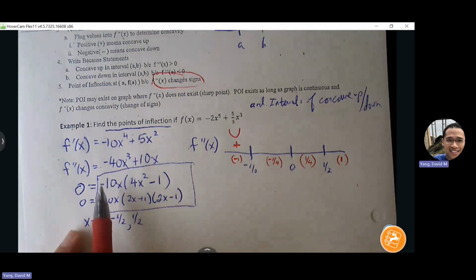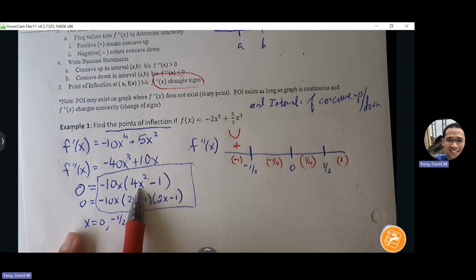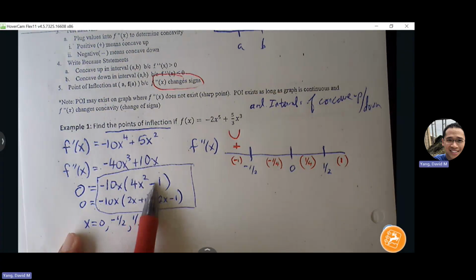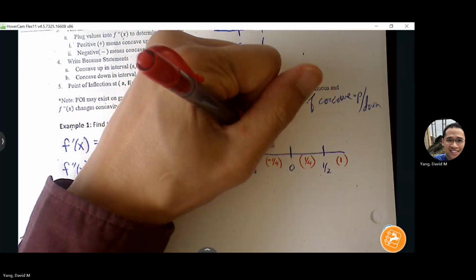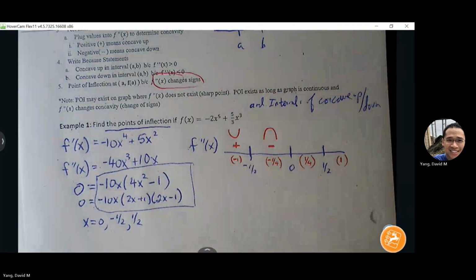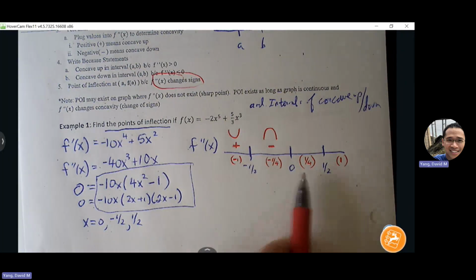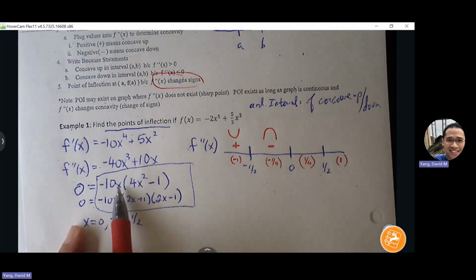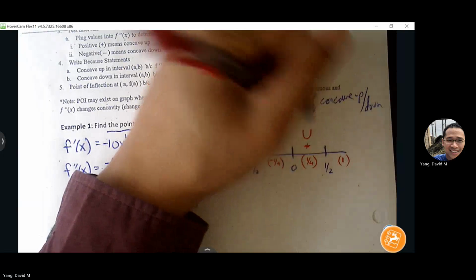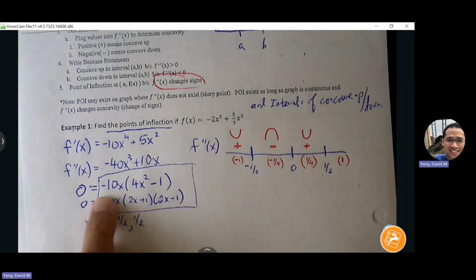You plug -1/4 in, negative times negative, again, that's positive. If I do 1/4 in here, 1/4 squared is going to be 1/16. 4/16 is 1/4 minus 1. That's a negative there. So negative times positive is negative. Plug 1/4 in, negative, positive, negative. So 2 negatives make positive. Okay, plug 1 in, negative, positive, positive. There's only 1 negative.